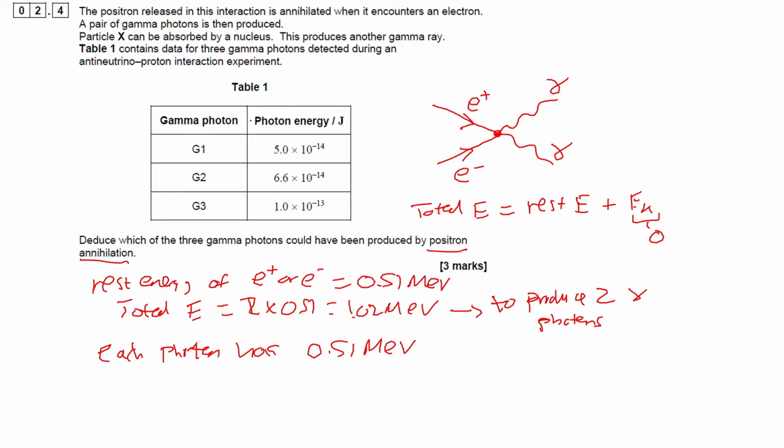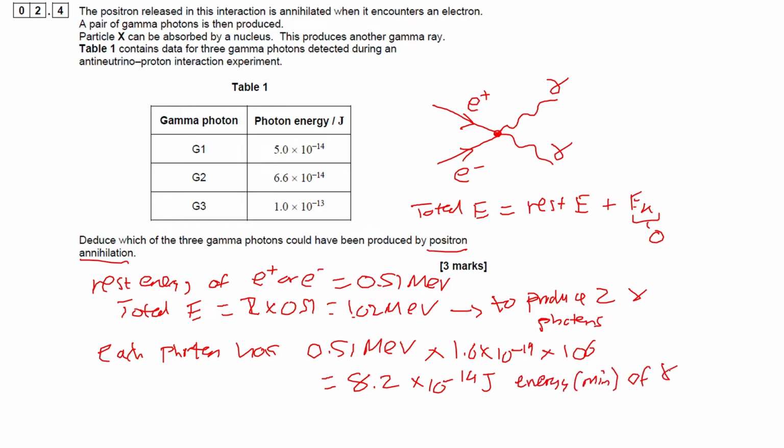So on the table we have the photon energy in joules, so we should convert this into joules. So converting into joules is times 1.6 times 10 to the minus 19, and then times 10 to the power of 6 to deal with the mega. So this in joules becomes 8.2 times 10 to the minus 14 joules. So remember, this was the minimum energy of a single gamma photon. Okay, so that's the minimum energy.